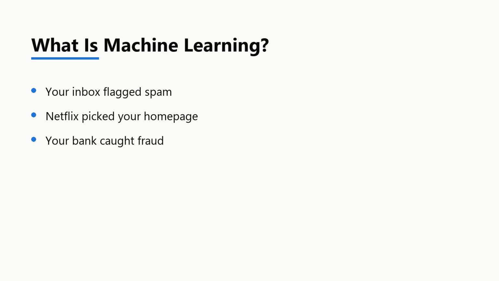Your email inbox decided, this morning, without asking you, whether an email was spam. Netflix decided what to show you on its homepage. Your bank decided whether a transaction looked like fraud. None of those decisions were made by a person sitting there with a rulebook, they were made by machine learning. By the end of this video, you'll understand exactly what that means, not the buzzword version, the real one.